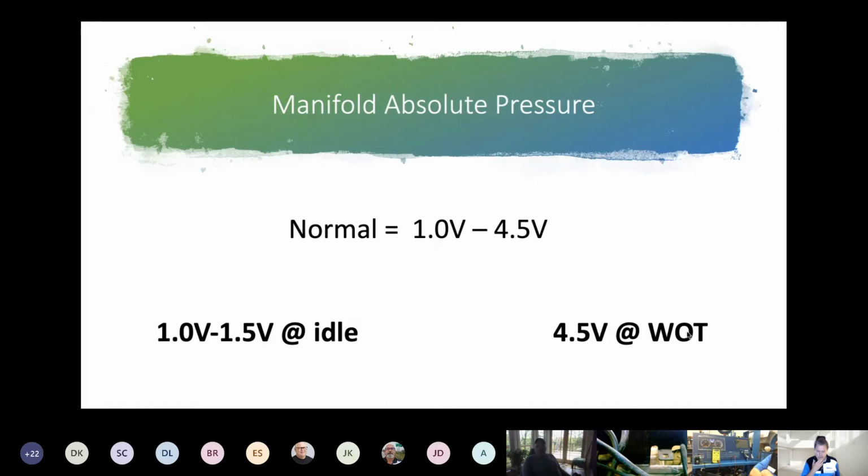So normal is, say, a volt to 4.5 volts. At idle, it's going to be pulled down to around a volt and a half. And then at wide open throttle, it's going to be about 4.5 volts, something like that.